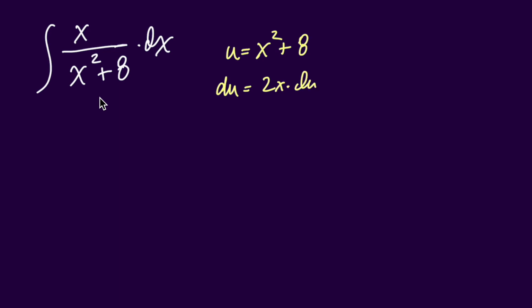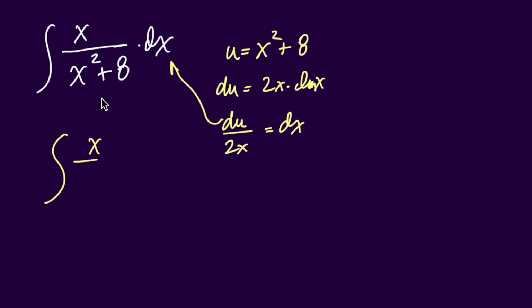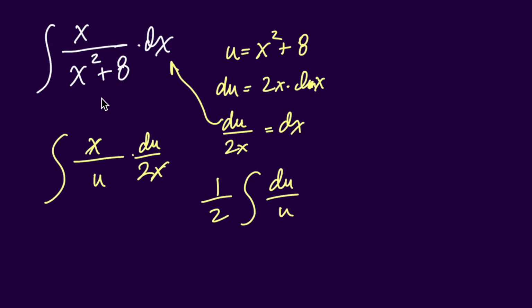We're going to take the derivative of that. It's going to be 2x dx, and we're going to have du over 2x equaling dx. We're now going to substitute that into our integral. We're going to have x over u times du over 2x. The x's are going to cancel out. We're going to pull out the 1/2, and we're going to have du over u.